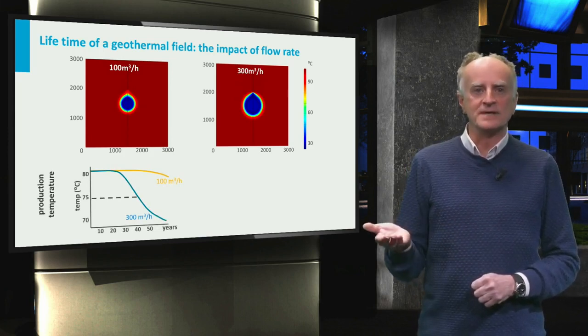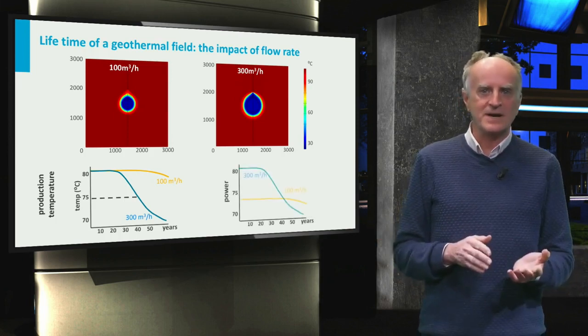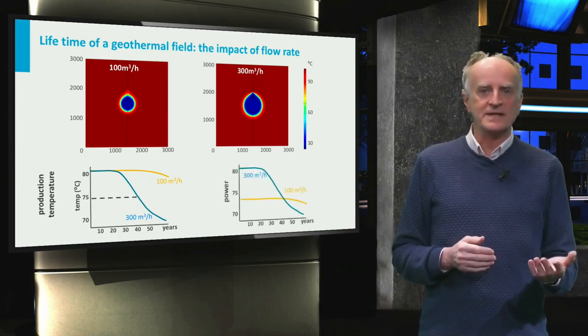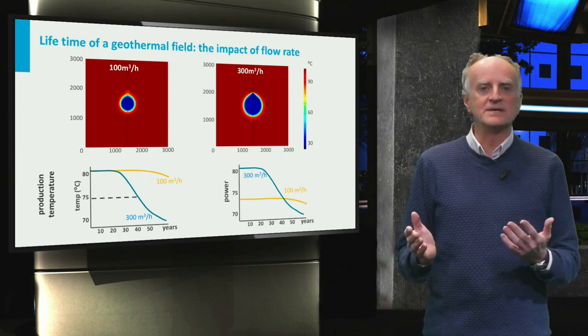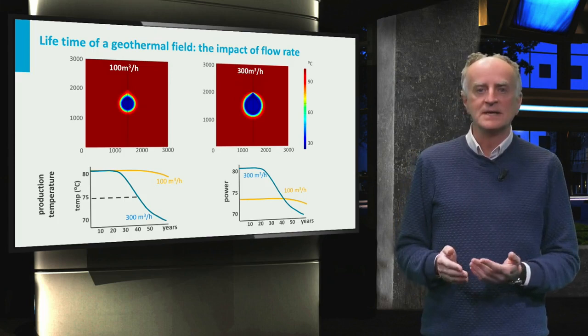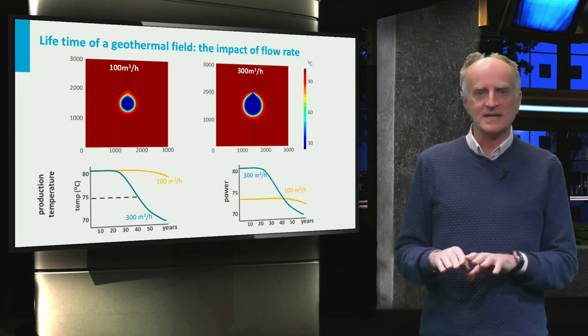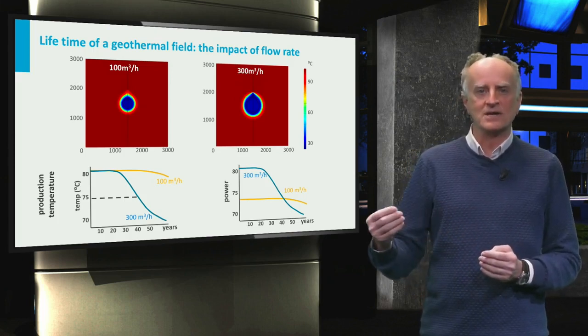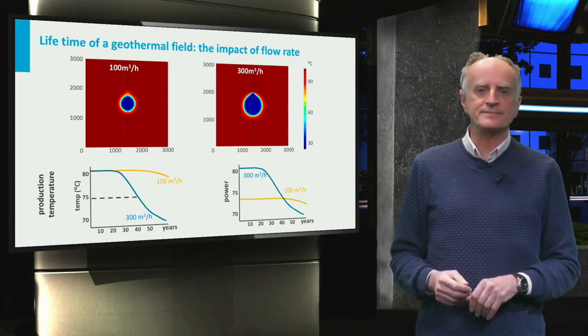Large amounts of power can be produced in the high flow rate case, but only for about 20 years. If the decision is made to operate at lower flow rates, the amount of power is substantially less, but spread over a much larger interval of time.